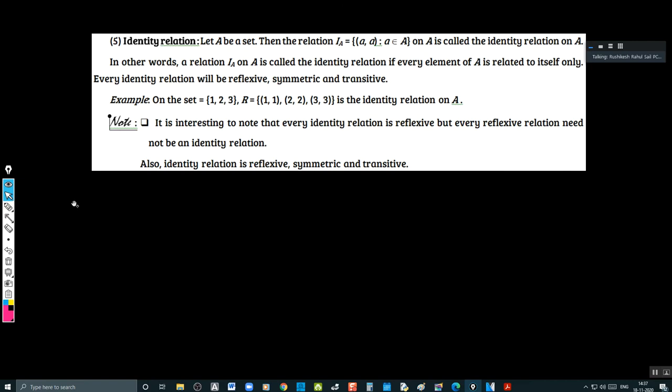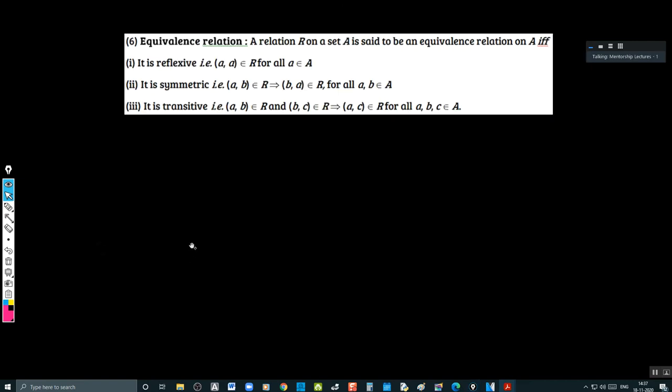Yes, sir. Identity relation. Now equivalence relation, which is important, please. What is an equivalence relation? If a relation is reflexive, symmetric, and transitive, then it is simply said to be an equivalence relation. So you don't have any separate definition for equivalence relation.